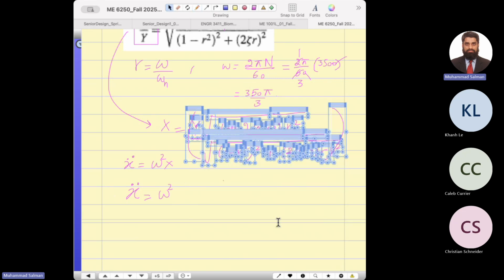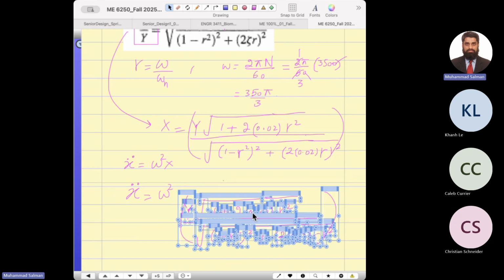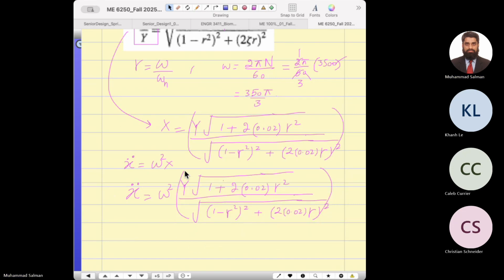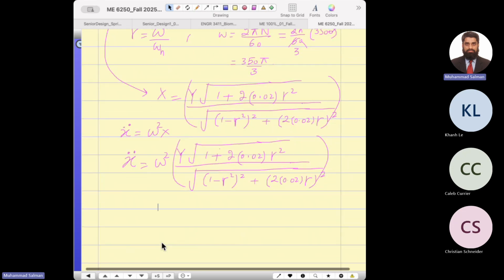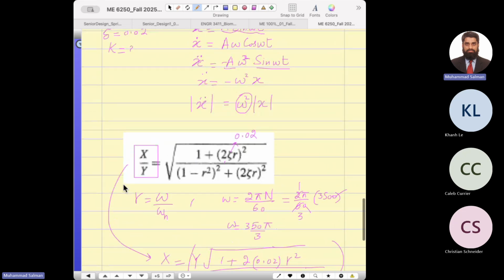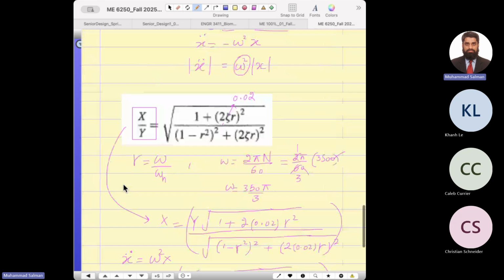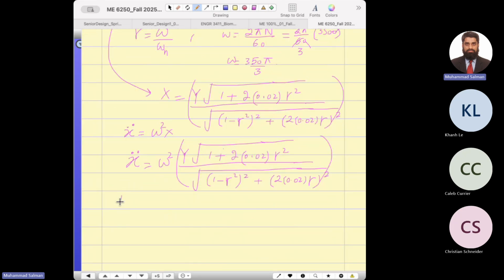whatever I wrote down here, I just copy and paste it over here. Can I write down like this, according to this formula, because x is nothing but y times this factor. So y is given, omega square is also given. This is omega, you just have to take the square. So I can write down what is x double dot. X double dot is 4 times g. So let me write down the whole equation: 4 times 9.81.